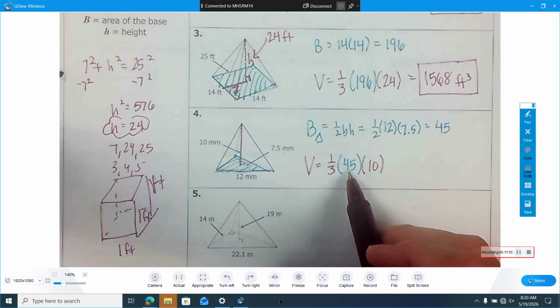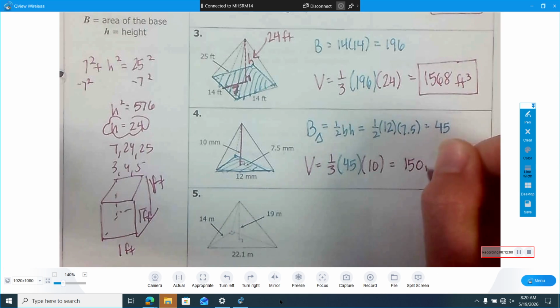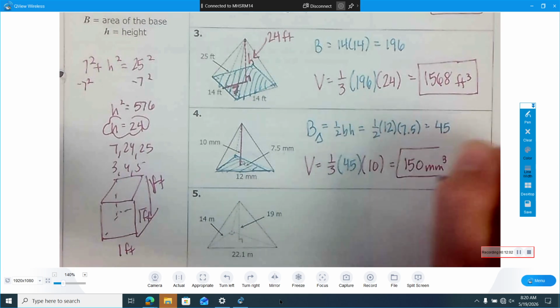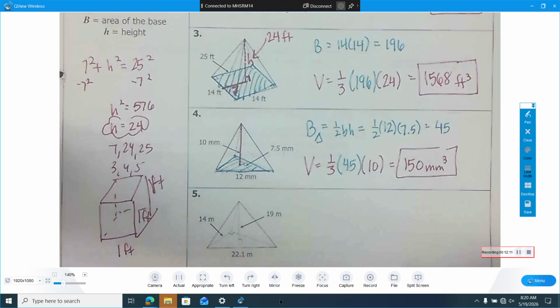1/3 of 45 is 15, times 10 is 150. Awesome. 150 millimeters cubed. Rad. Okay. Do you have questions for me? Pretty easy, right? Okay, turn the page.